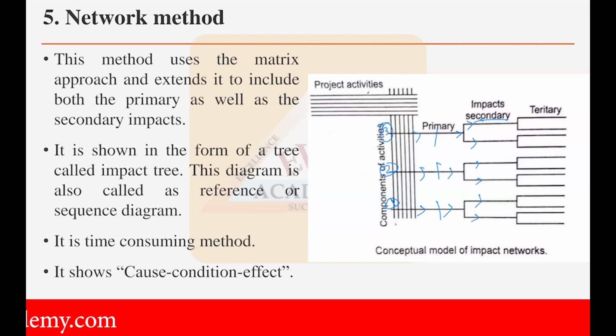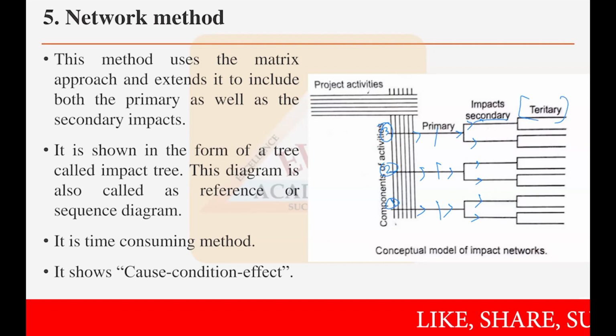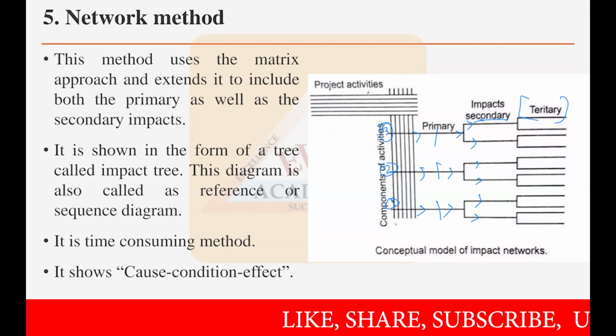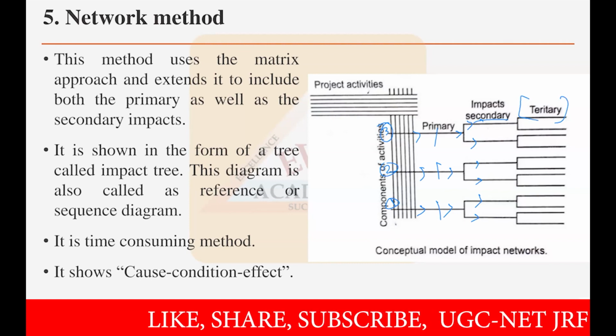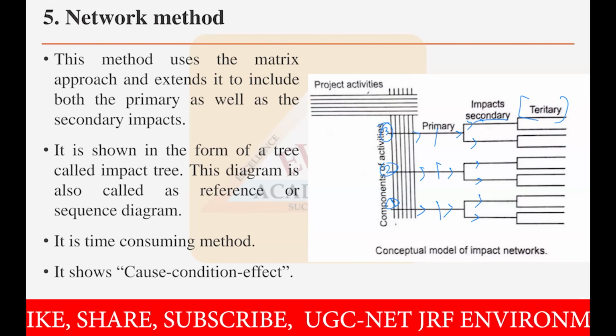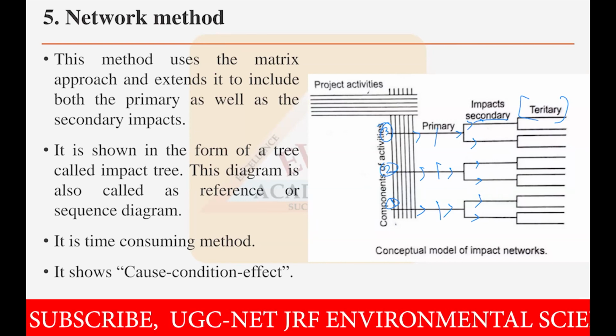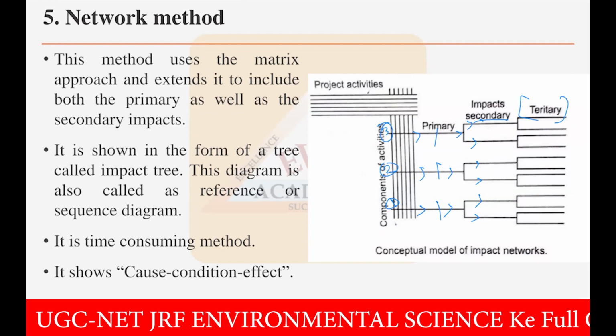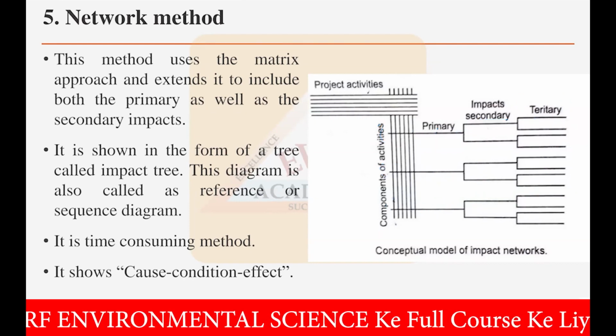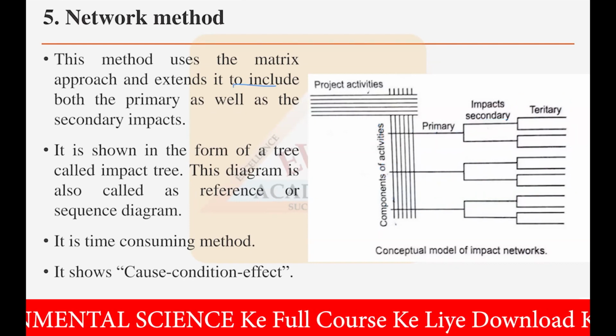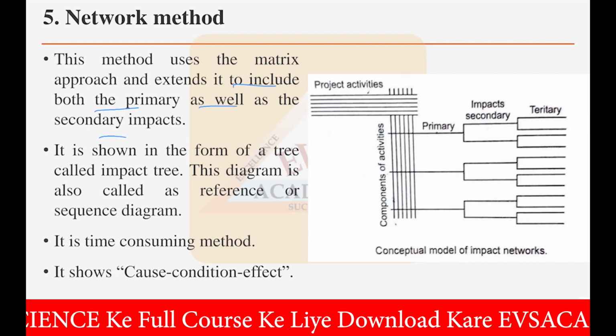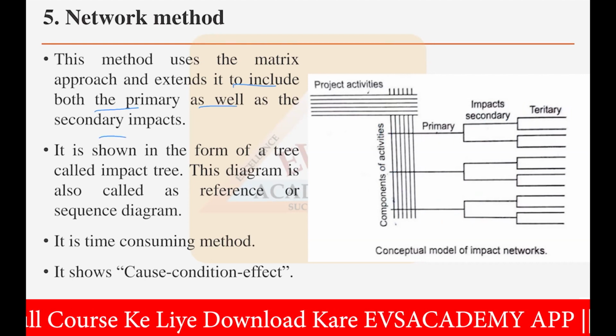And then after the primary and secondary impacts, what would be the total tertiary impacts or indirect impacts? So that you have to write down in the tertiary impacts. Such conceptual networks are created here, which will help you to understand the effect of that particular thing. This method uses the matrix approach and extends it to include both the primary as well as the secondary impacts. It is shown in the form of a tree.